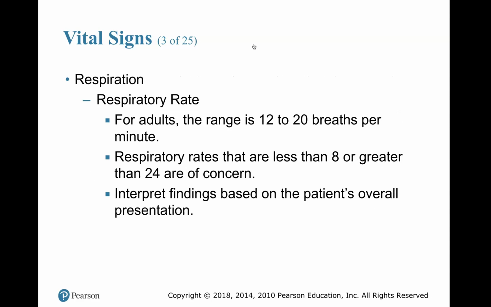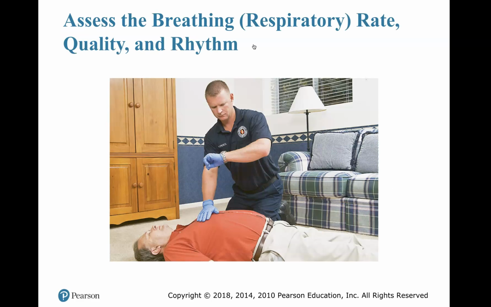The respiratory rate. For adults, the range is 12 to 20 breaths per minute. Respiratory rates that are less than 8 or greater than 24 are of concern. Interpret findings based on the patient's overall presentation. You can assess the breathing. If the patient is unresponsive, if you can't see the chest rise and fall, you can place your hand on the chest. Respiratory rate, quality, and rhythm.